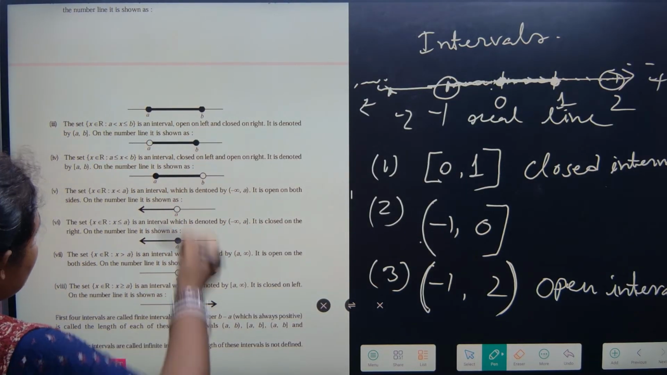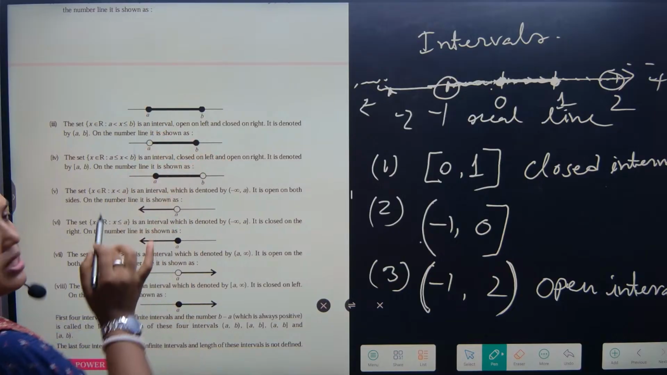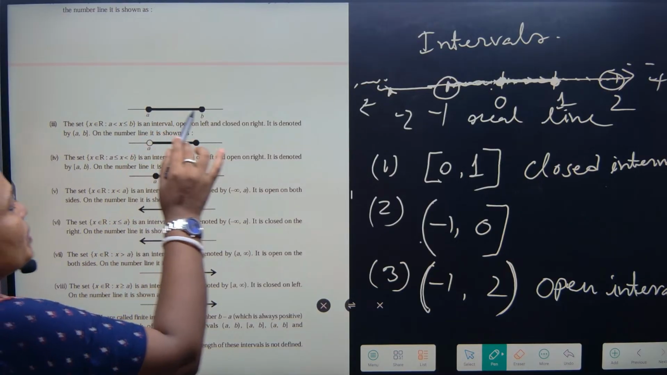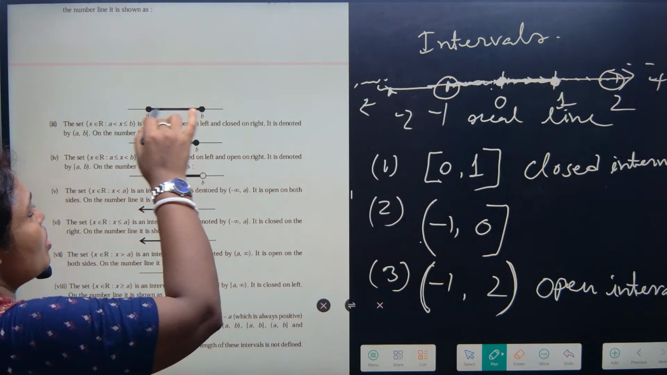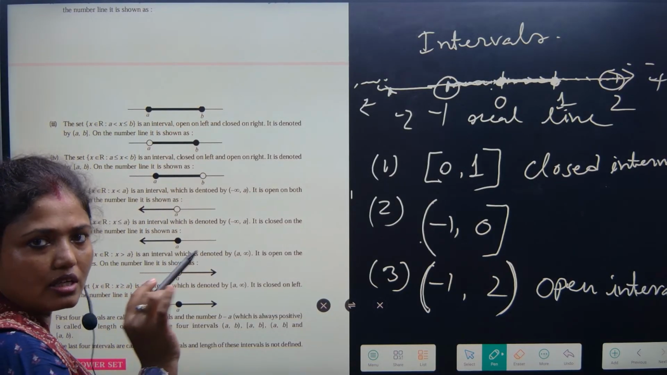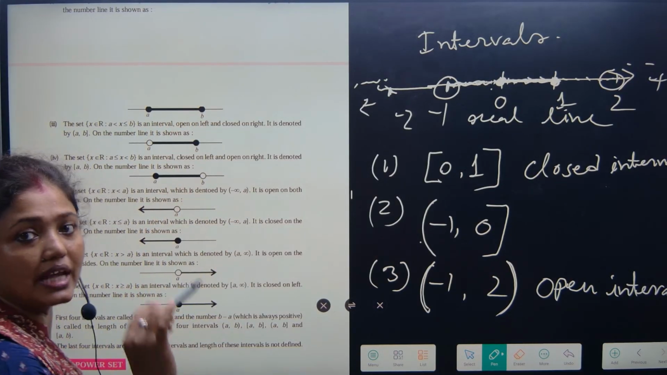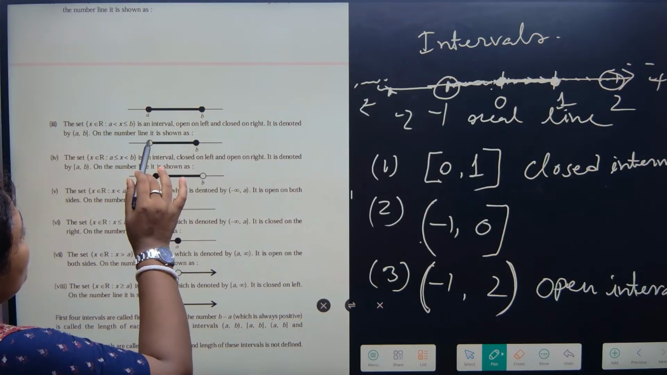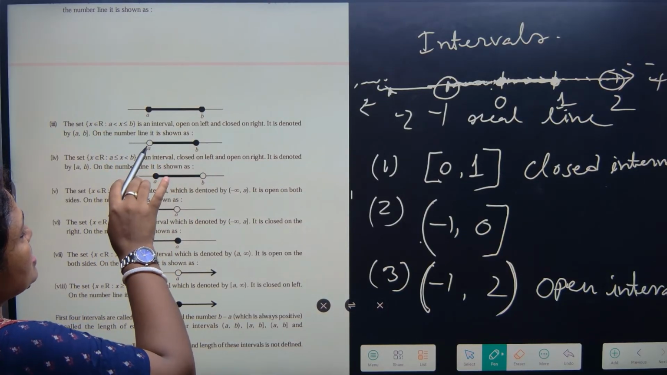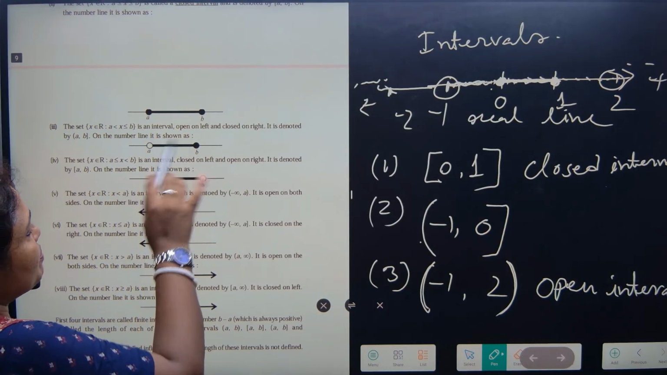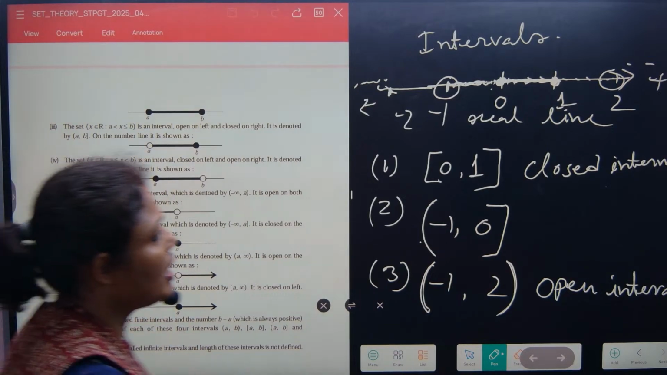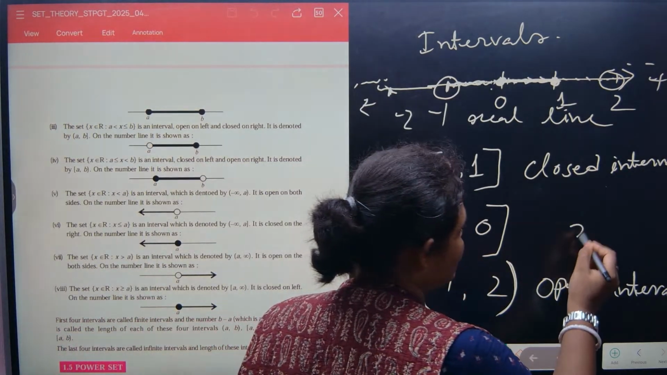See here, they have given dark points, meaning starting from A to B all the points are included, including A and B, the ending points. Similarly for the second one, A is not included, but B is included.